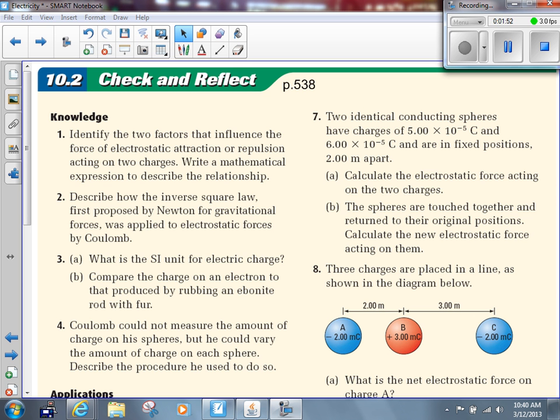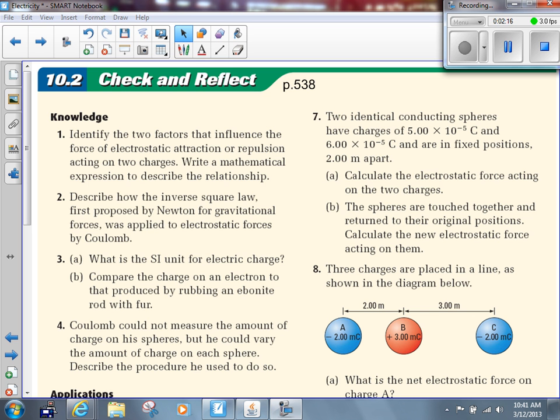So because charges and masses are really analogous to each other between gravitation and electrostatics, Coulomb could take that equation that Newton derived, G m1 m2 over r squared, and apply that to electrostatics, except that he would have had to replace the masses with the charges. Is that okay?